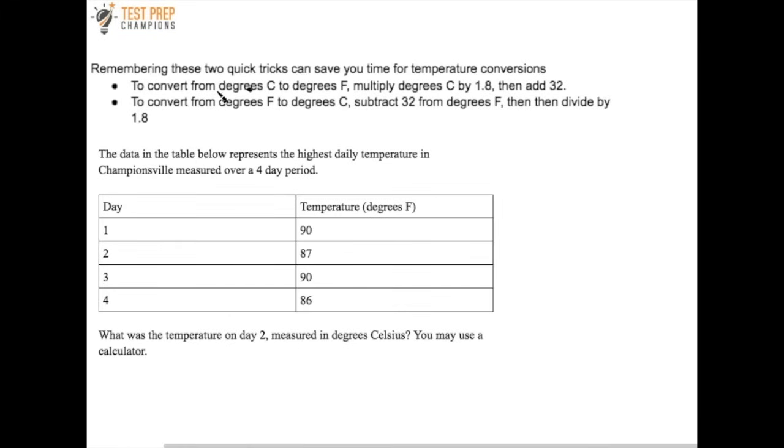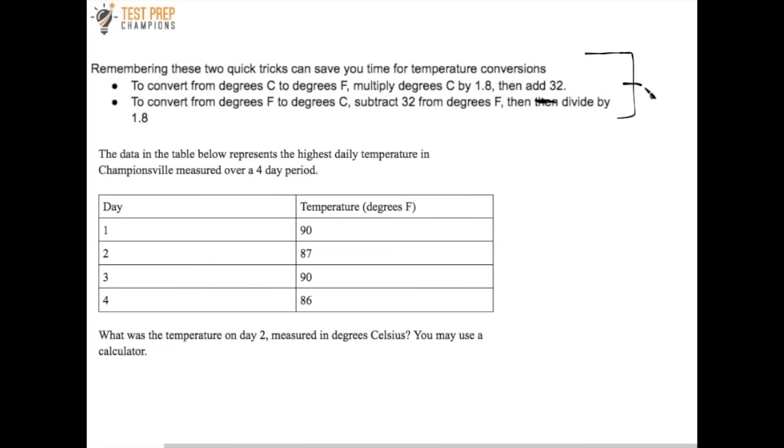So here are the tricks, and I wrote here: remembering these two tricks can save you time for temperature conversions. To convert from degrees Celsius to degrees Fahrenheit, multiply the degrees Celsius by 1.8, then add 32. And to convert from degrees Fahrenheit to Celsius, subtract 32 from degrees Fahrenheit, then divide by 1.8. For temperature conversion questions, they will provide the formula, so you don't have to memorize these two things. You just have to use the formula like I showed you. But if you want to, you can memorize these two bullet points, and then it is a lot faster to do the conversion.